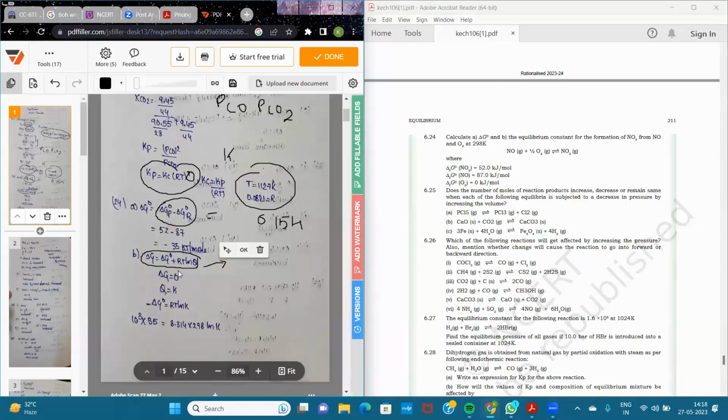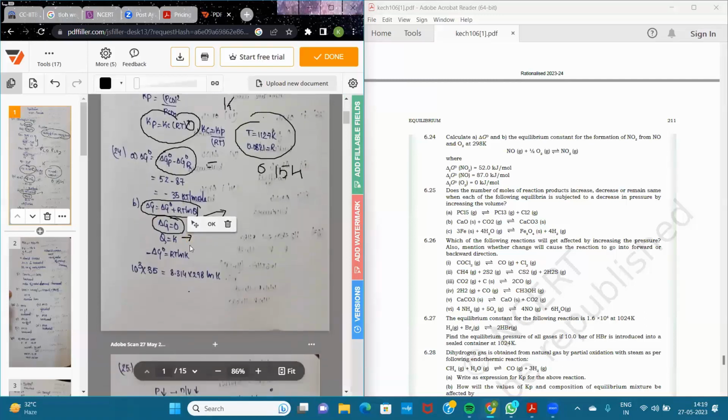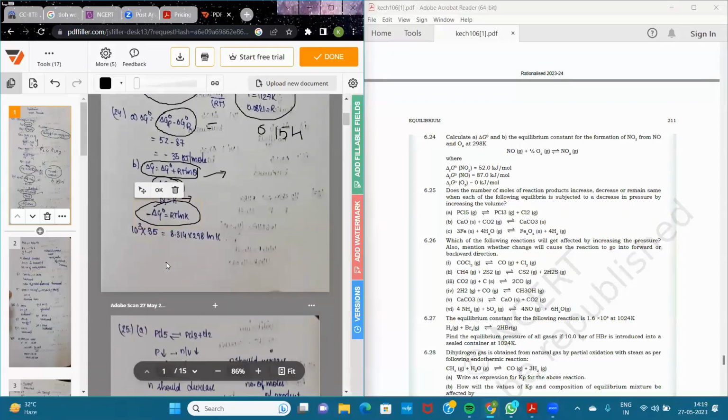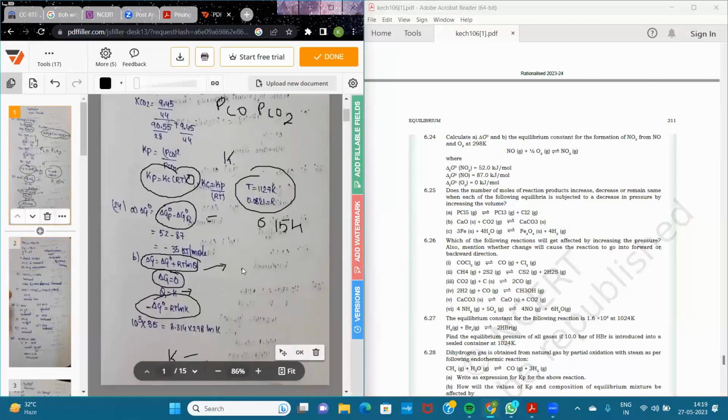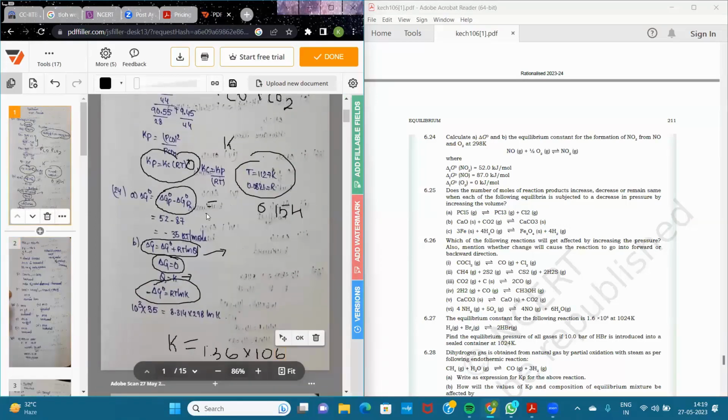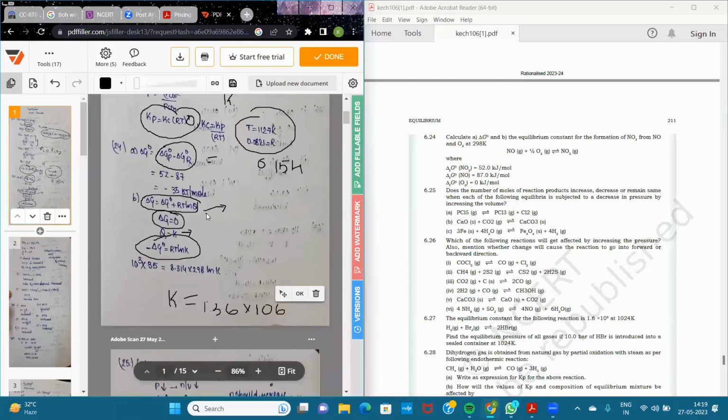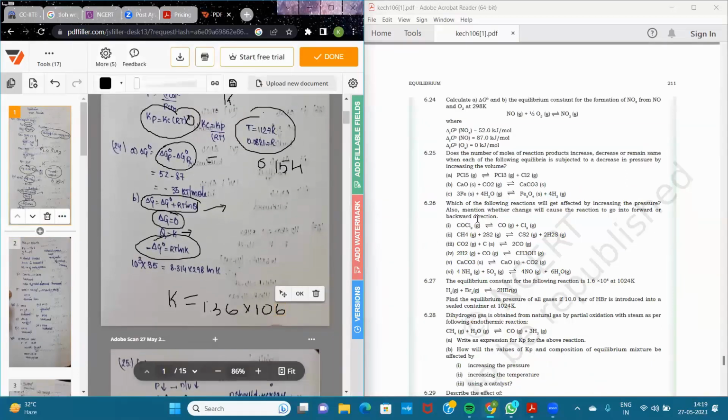As equilibrium is present, delta G would be 0 and reaction quotient becomes the equilibrium constant. By substituting those, we'll get that minus delta G naught equals minus RT ln K. By substituting the values, we'll get to know the value of K. From these calculations, we'll get the equilibrium constant value as 1.36 into 10 power 6. Very easy. We use two formulas for finding the delta G naught value as well as the equilibrium constant value. We'll go with the next question.